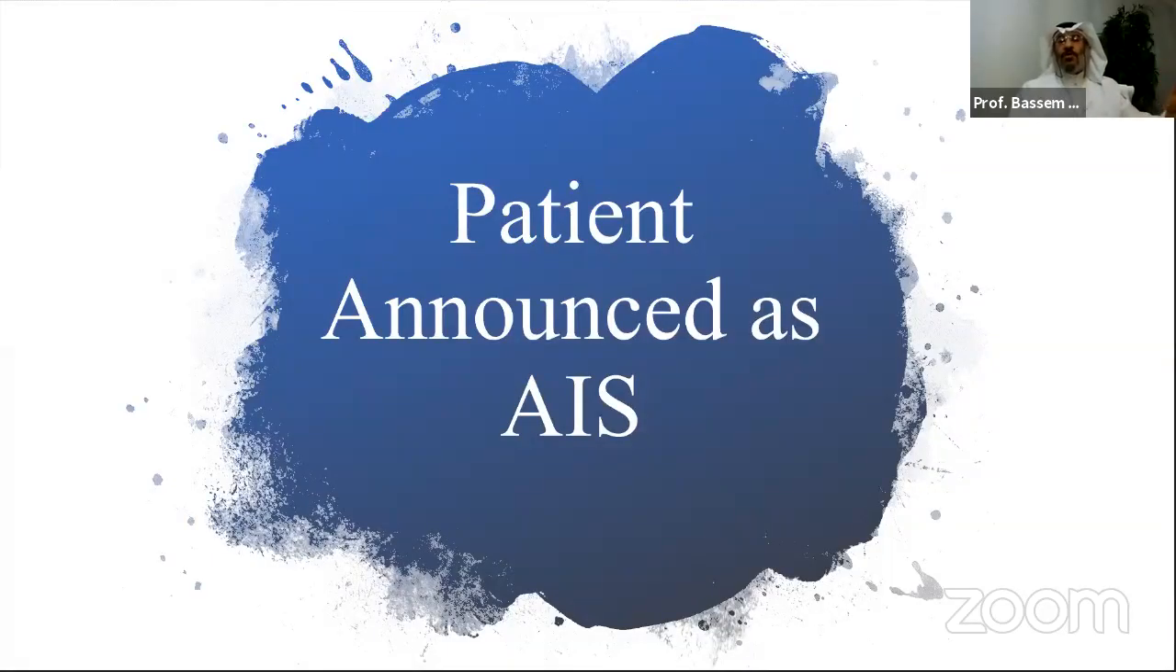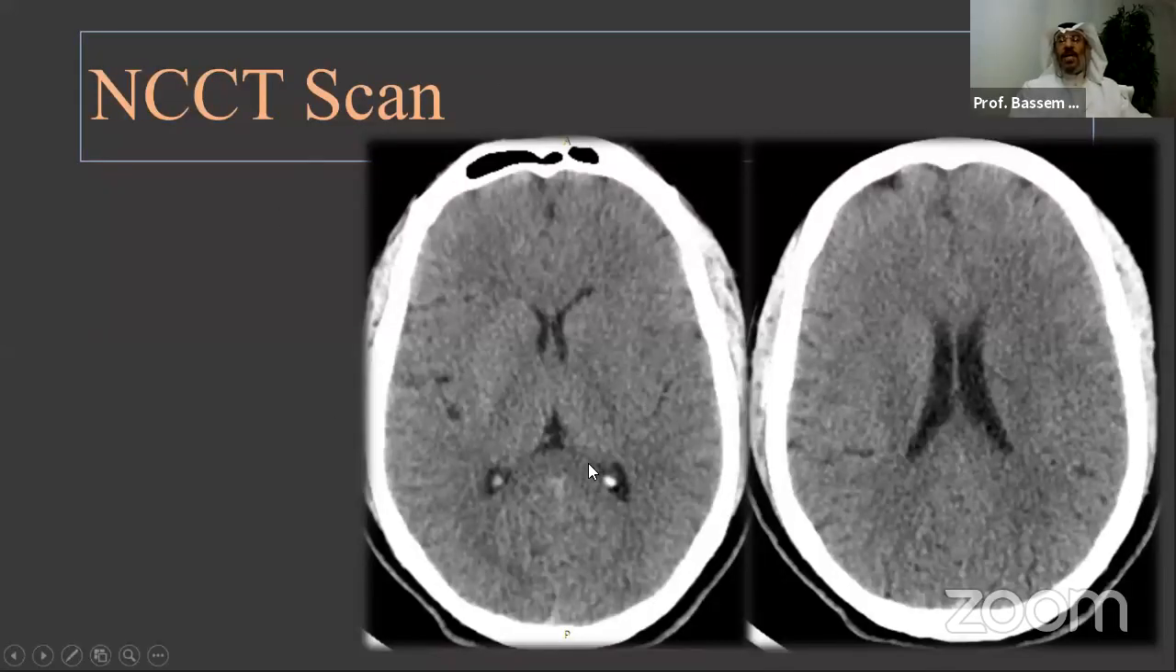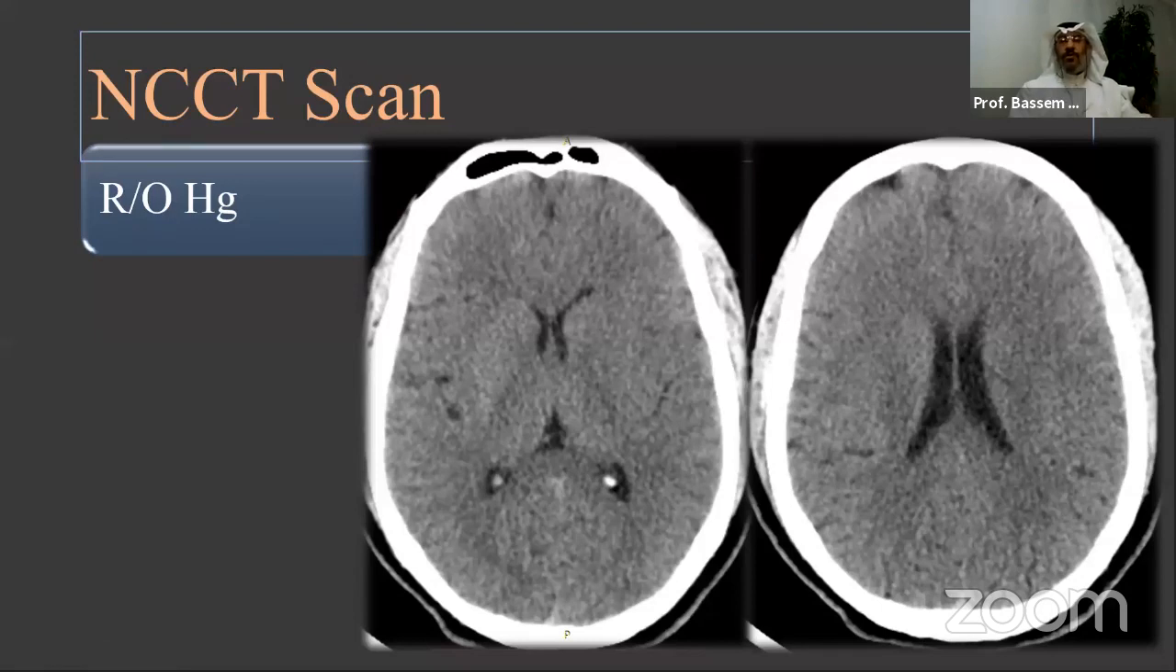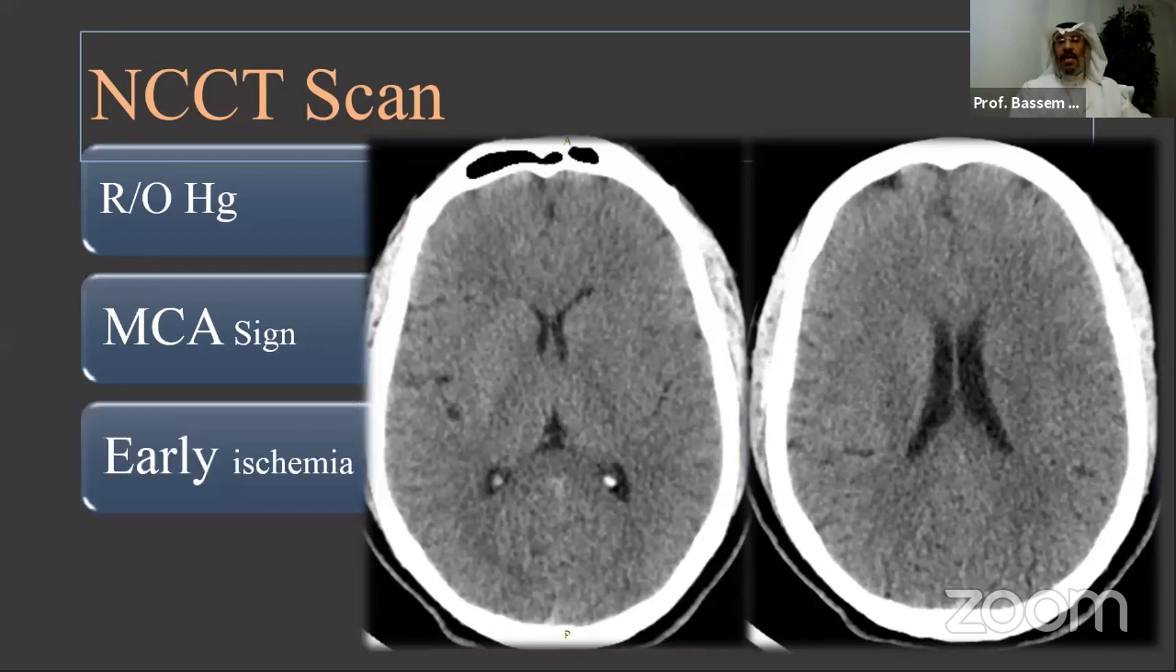Now, we know that the patient has acute ischemic stroke. The CT non-contrasted is evaluated for the presence or absence of hemorrhage, the presence of MCA hyperdense sign, the early ischemia signs appearance, and from there we calculate the ASPECT score.